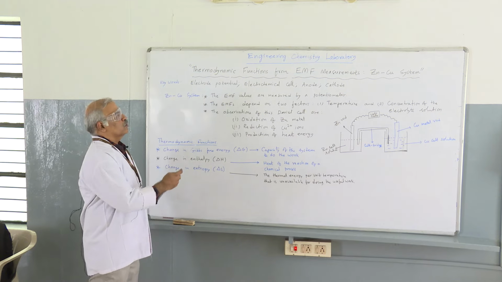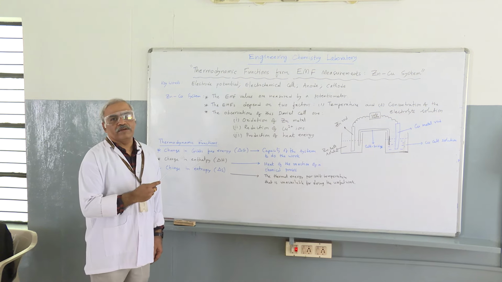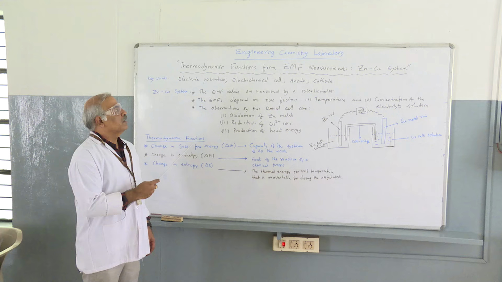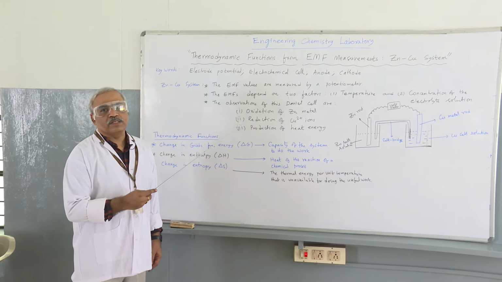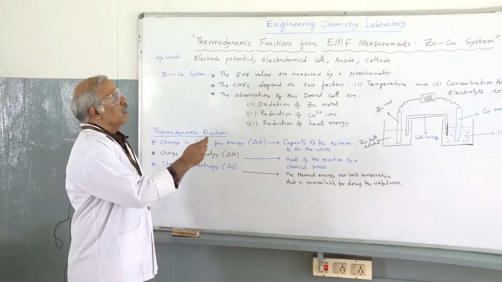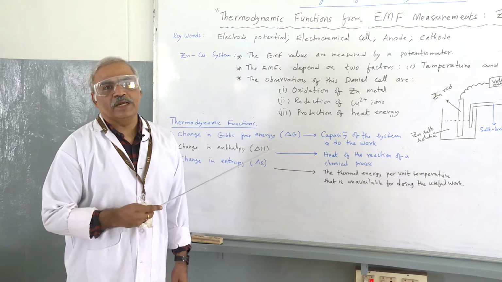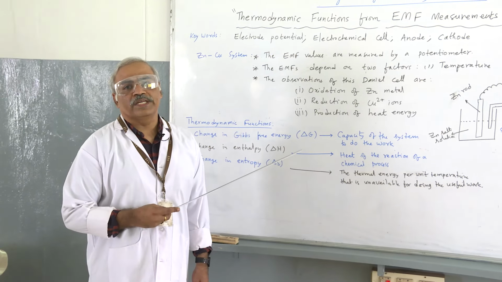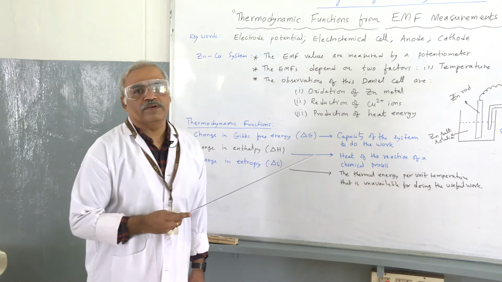The electrode potential is a measurement of the tendency of a metal, whether it is going to lose electrons or gain electrons in the presence of a solution of its own salt. Electrochemical cells are known for the conversion of chemical energy into electric energy through a redox reaction. Here we are going to have two different metal systems, the anode and the cathode.